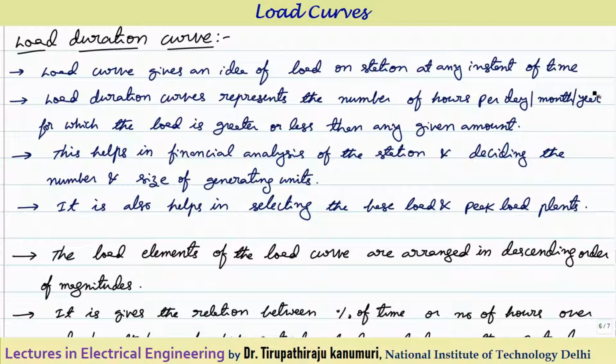If it is a yearly load duration curve, it will be per year, for which a load is greater than or less than any given amount. This I am going to explain in detail. Let us complete the basic theory.